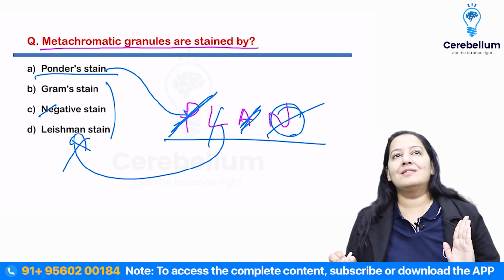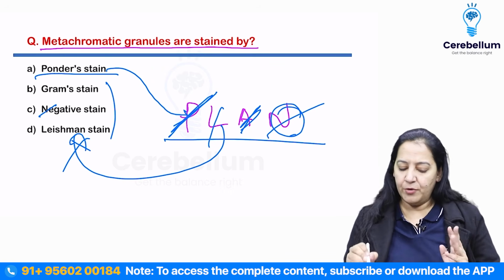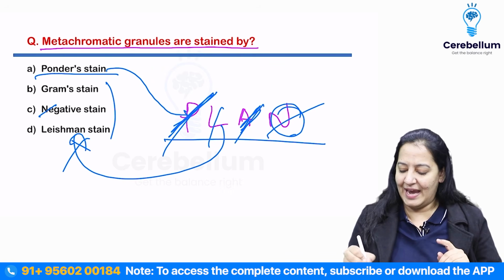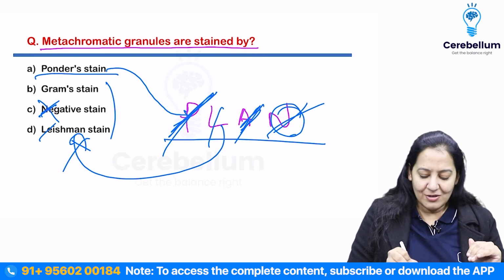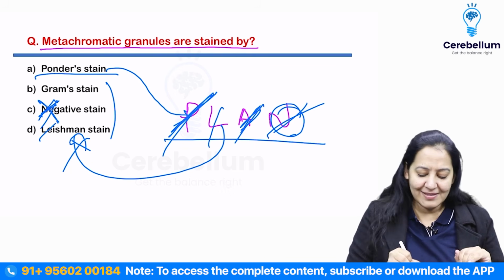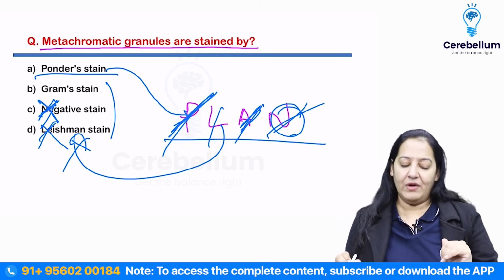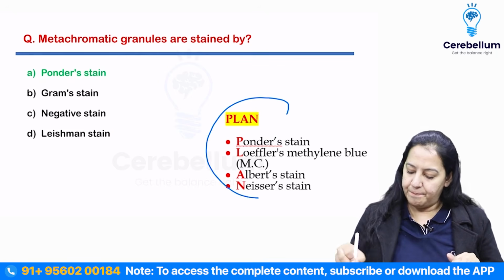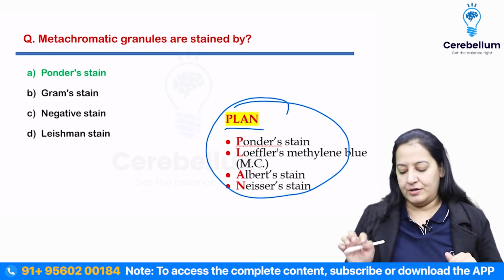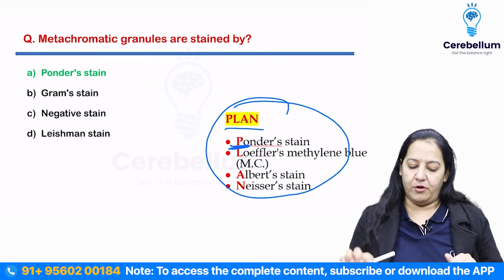So don't just learn the mnemonic, or you will get confused. P, L, A and N, everything is coming. But N is not negative stain, it's Neisser stain. L is not Leishman, it's Loeffler's methylene blue, right? The correct answer is Ponder. Go with Ponder. So the mnemonic you should know, and the full form of PLAN you should know. Here P is for Ponder.